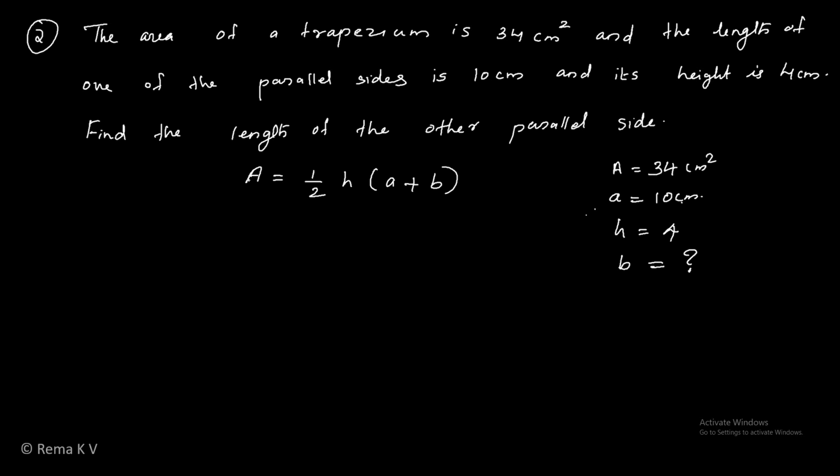Okay, now substitute the values. A is 34. This is equal to half into H is 4, into A is 10 plus B is unknown, so we have to write it as B. Now solve this and find the value of B. Simplify this and get the value of B, give your answer.